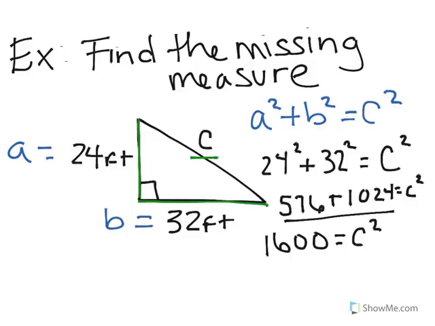Now, if we think back to last lesson, we have to solve for c, so we have to get c by itself. So we have to get rid of that second power, or the squared. And the operation to get rid of that second power is the square root sign. So we're going to square root c to the second power, and we're going to square root 1,600. Again, that's going to get rid of these two, leaving c by itself. And then the square root of 1,600 is going to be 40.